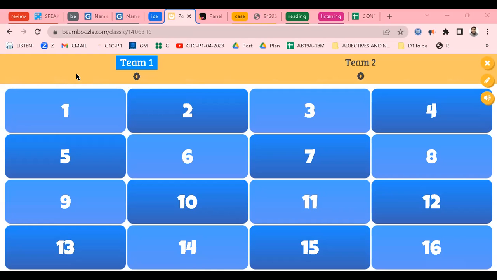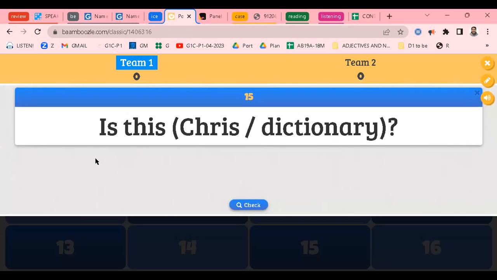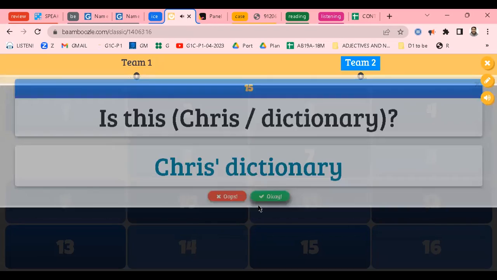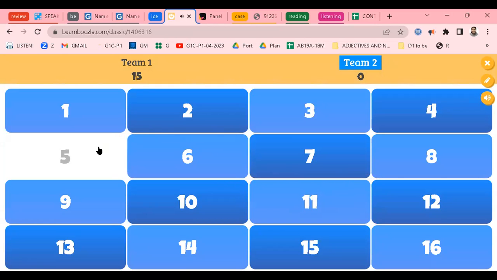Vamos a ver. Team number one, please pick a number. Equipo uno, pick a number. Number five. Okay. Is this Chris's dictionary? Equipo uno, ¿están seguros? Say, is this Chris's dictionary? Yes. Okay, perfect.